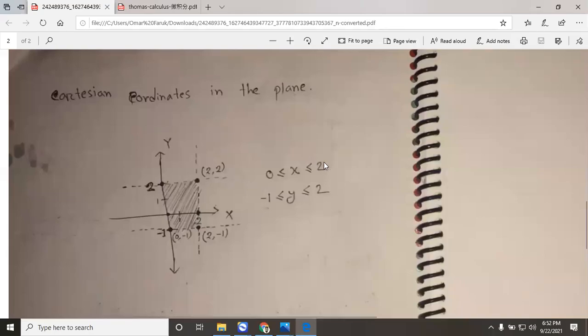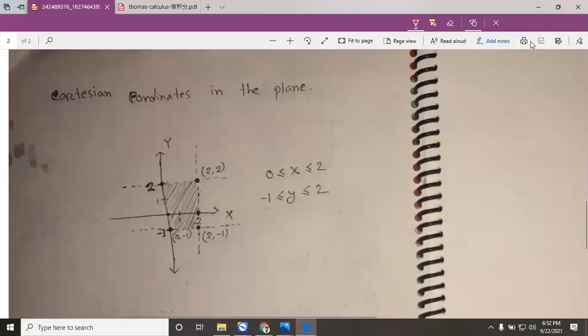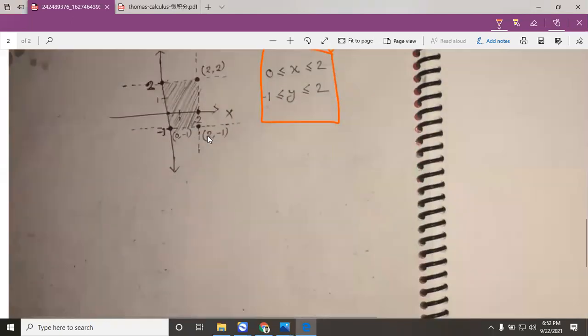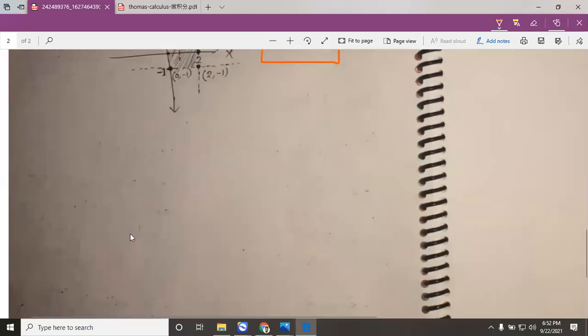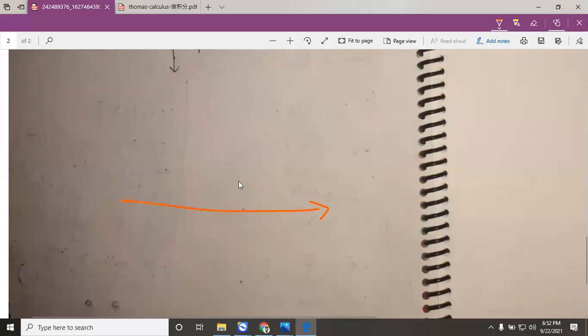So here we got two intervals. Guys, can you hear me? So we got these two inequalities. We have to put these inequalities into our graph, okay? So firstly, we just draw this x-axis and this y-axis, okay?